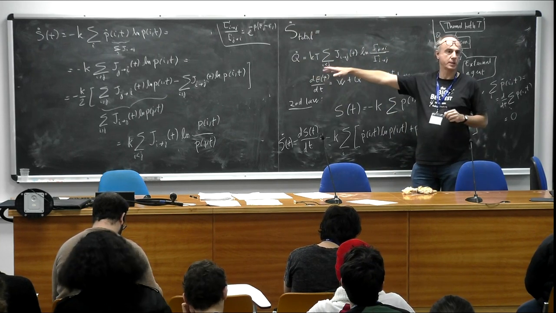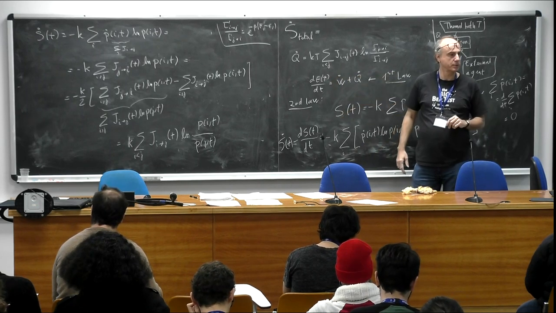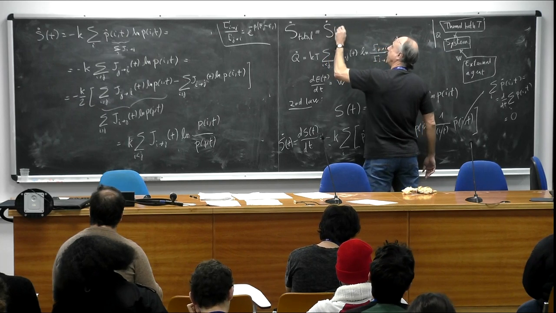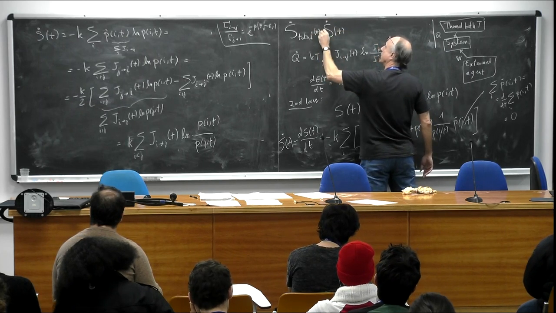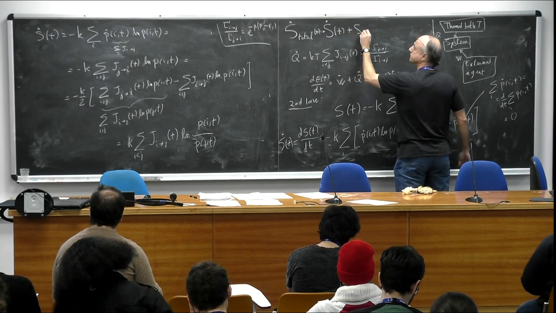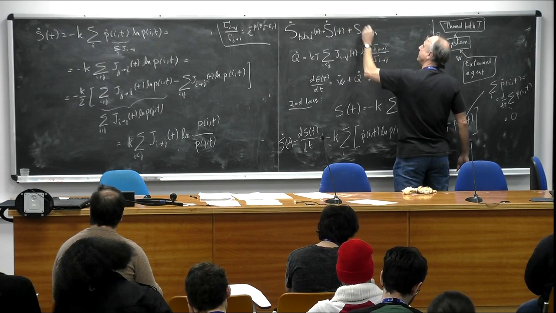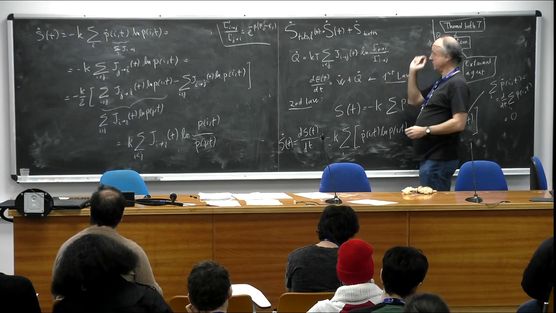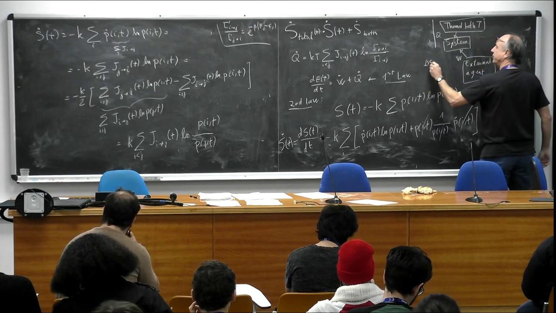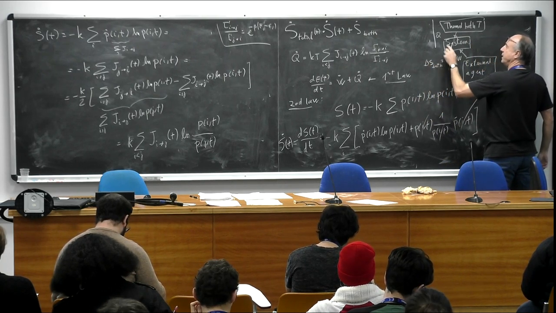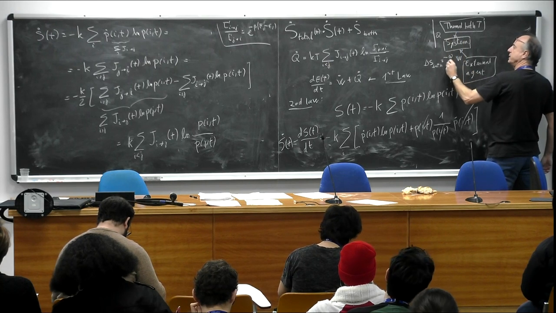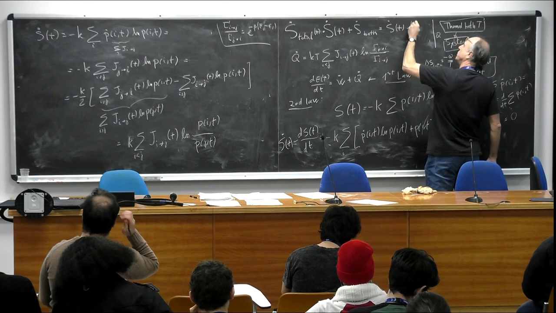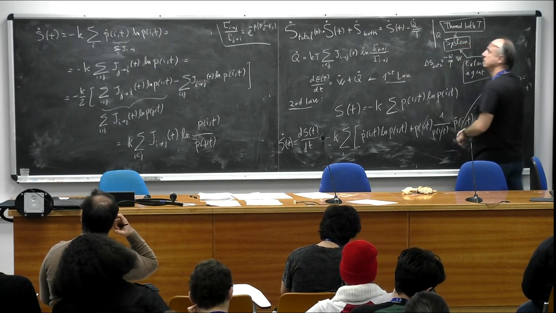If we assume that the Shannon entropy is the entropy of the system, the total entropy is the entropy of the system plus the entropy of the bath. And the entropy of the bath, here we can use the Clausius equation: the change of entropy of the bath in any process is minus Q divided by T. So this is S dot minus Q dot divided by T. Okay?